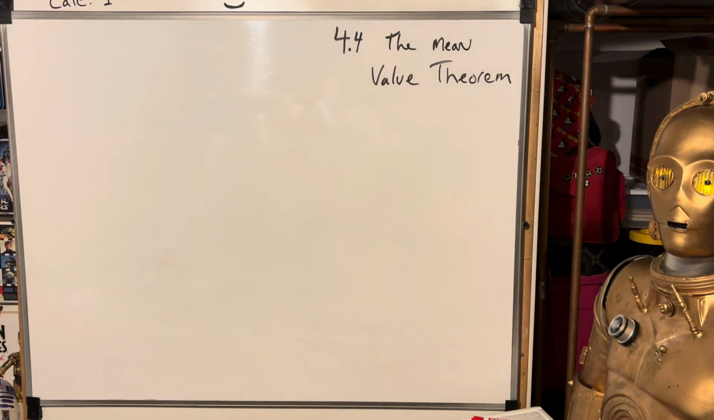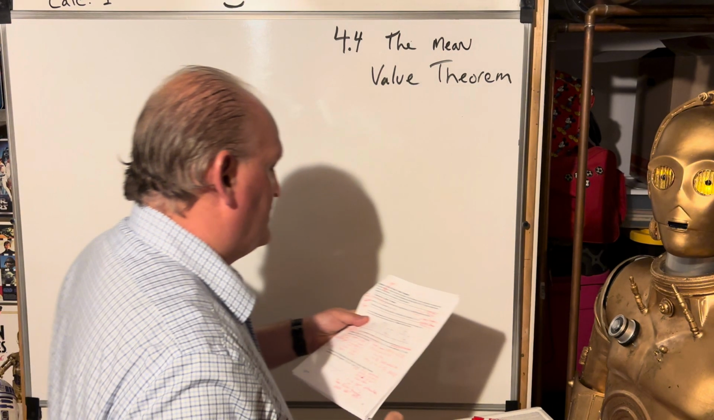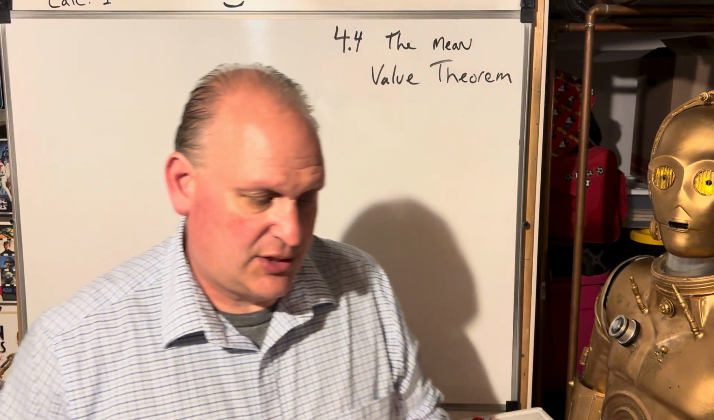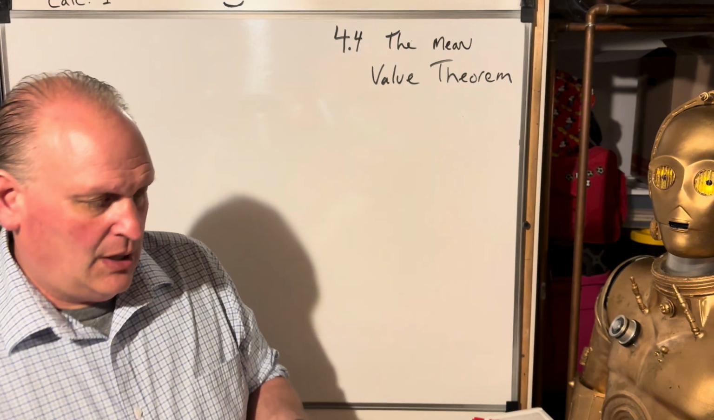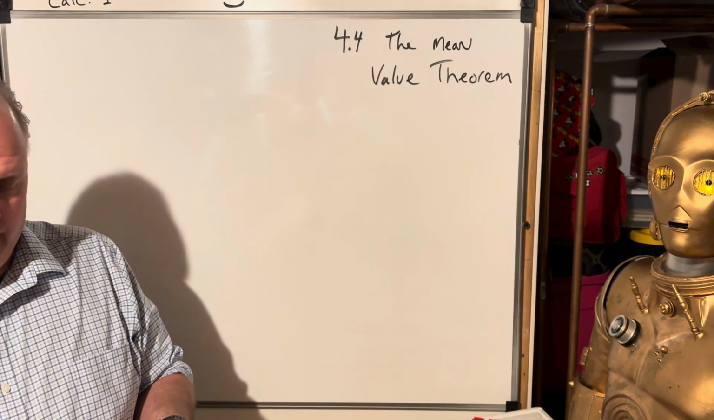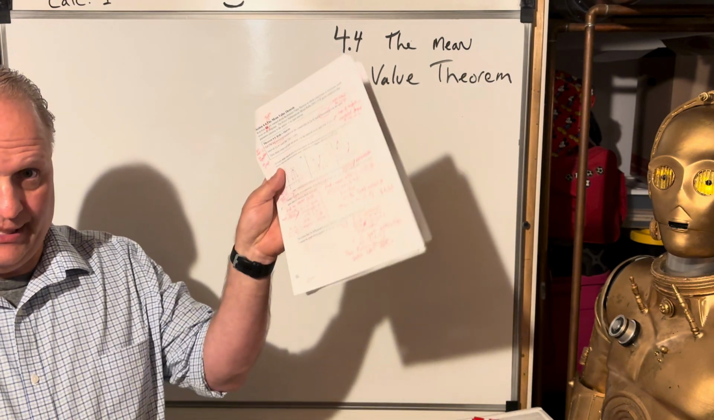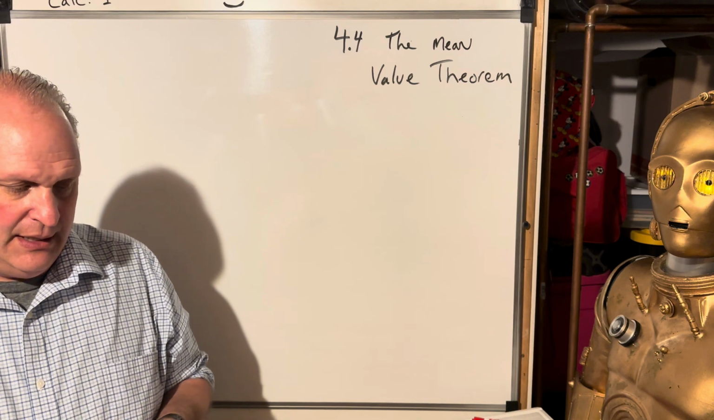Okay, we are back. This is Calculus 1. We are looking at section 4.4, the mean value theorem. Typo right off the bat on page 10 of your chapter 4 note packet.